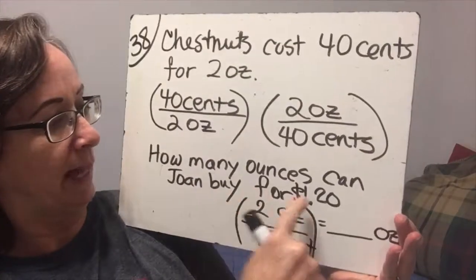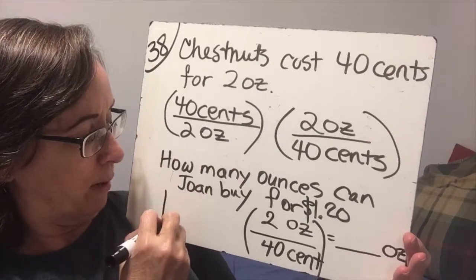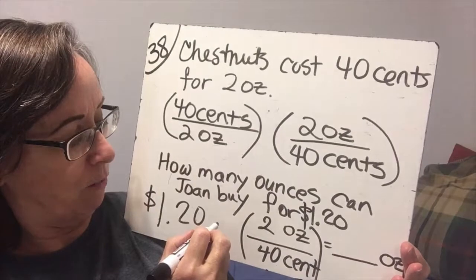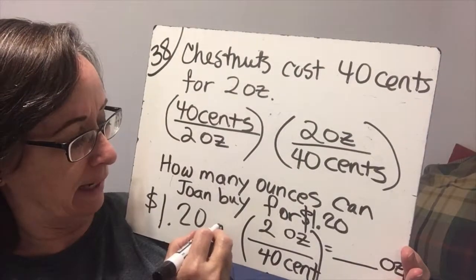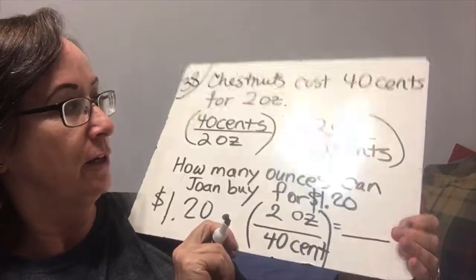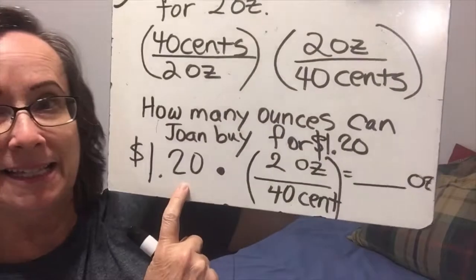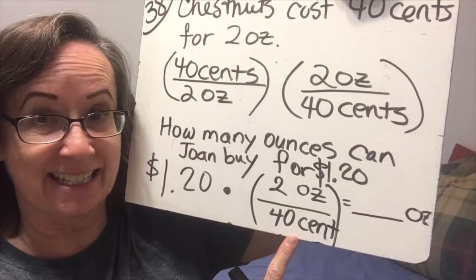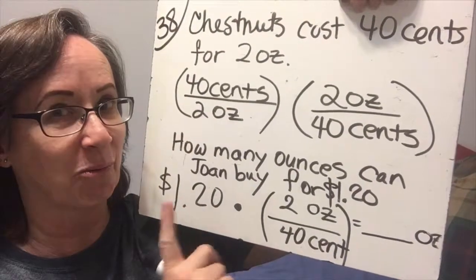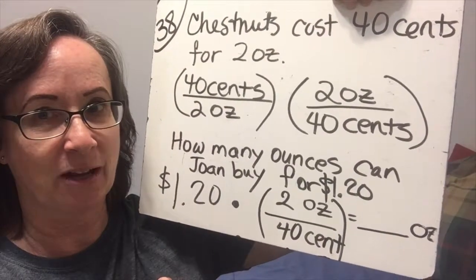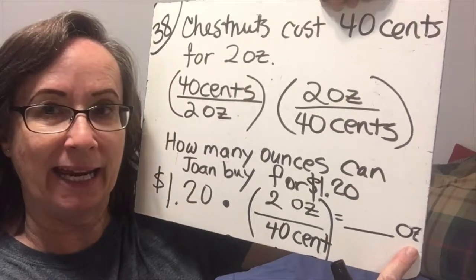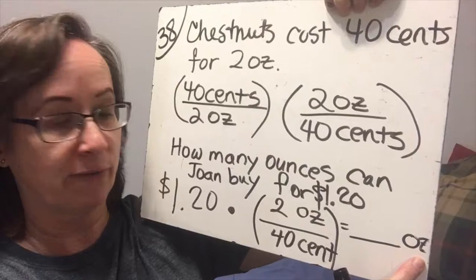And then we have going into our problem $1.20. So now we have just one more thing that we've got to worry about. Notice that this is in dollars and this is in cents. I need to change one or the other, okay? And it really doesn't matter which one I change because my answer doesn't have either one of them in there.